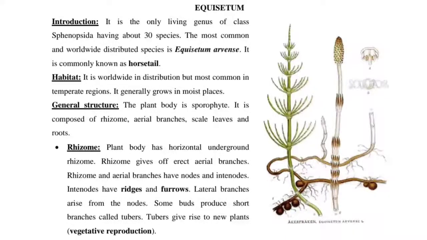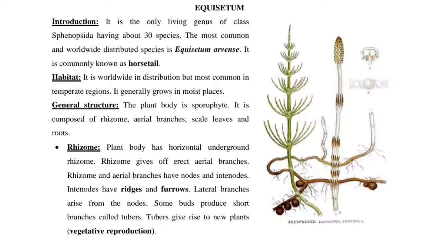Equisetum introduction. It is the only living genus of class Sphenopsida, having about 30 species. The most common and worldwide distributed species is Equisetum arvense. It is commonly known as horsetail. Habitat. It is worldwide in distribution but most common in temperate regions. It generally grows in moist places.